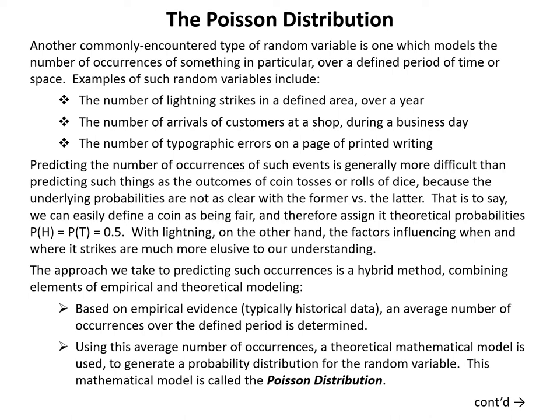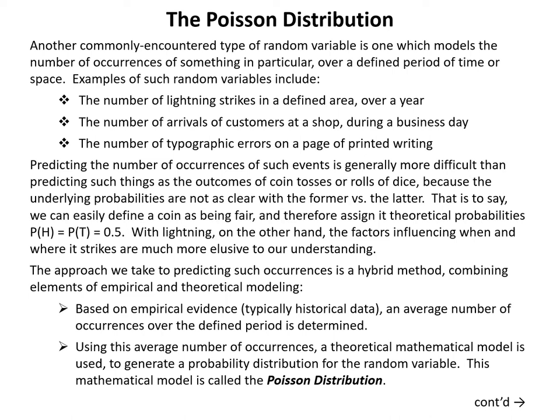Predicting the number of occurrences of such events is generally more difficult than predicting such things as the outcomes of coin tosses or rolls of dice, because the underlying probabilities are not as clear with the former versus the latter. That is to say, we can easily define a coin as being fair, we can make that assumption, and therefore we can assign theoretical probabilities that the probability of heads and tails are each equal to 0.5, for instance. With something like lightning, on the other hand, the factors influencing when and where it strikes are much more elusive to our understanding.